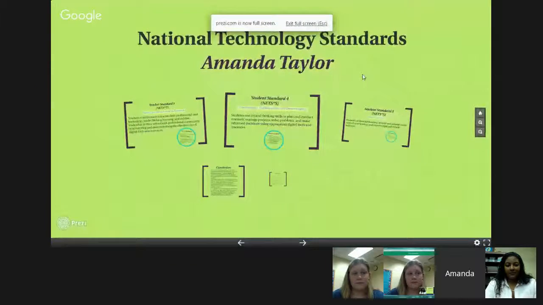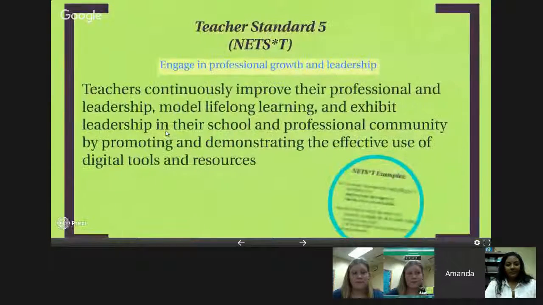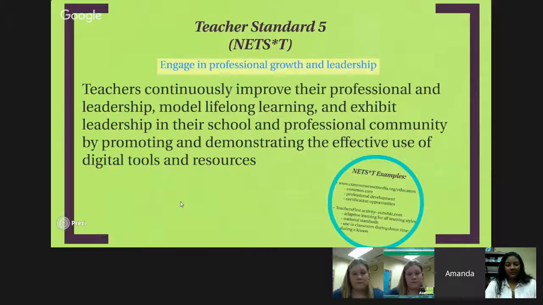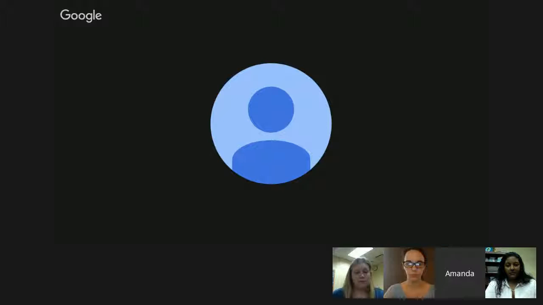Okay, the first one I had was teacher standard number 5, and this one was engage in professional growth and leadership. It says that teachers should continuously improve their professional practice, model lifelong learning, and exhibit leadership in their school and professional community by promoting and demonstrating the effective use of digital tools and resources. So teachers should participate in local and global learning communities. They should also evaluate and reflect on current research on a regular basis.